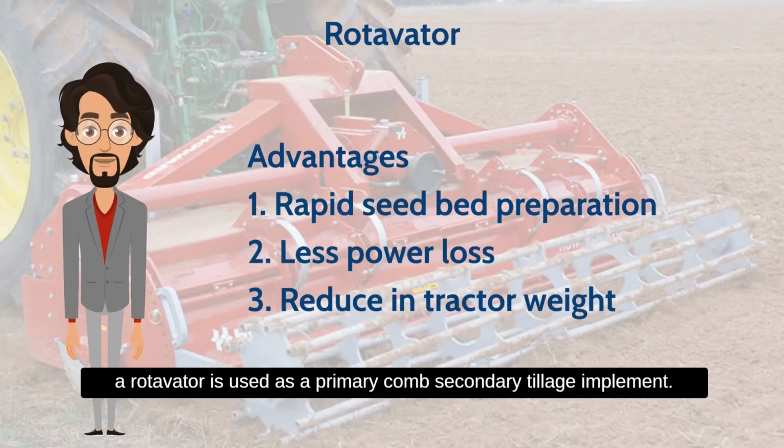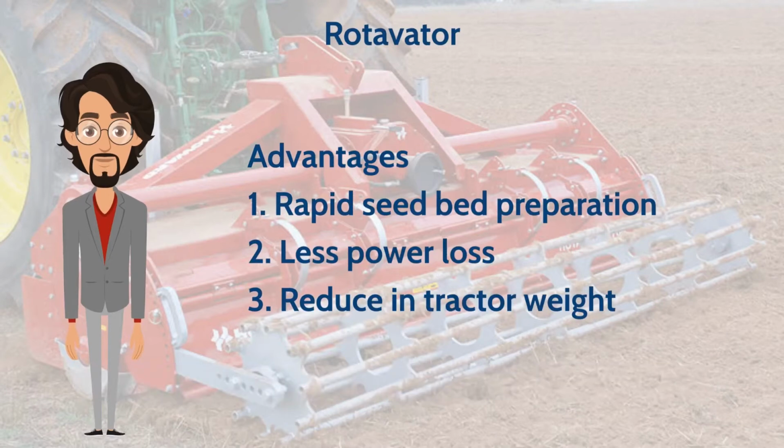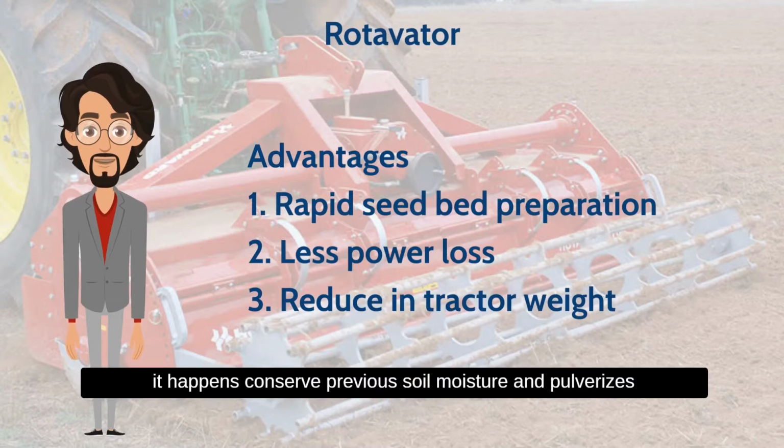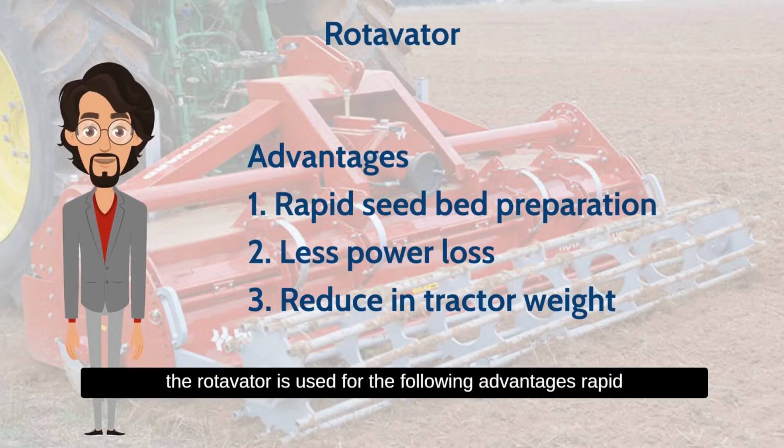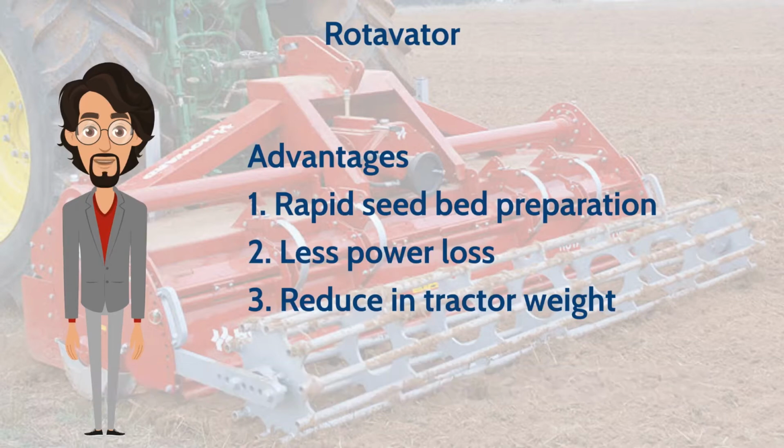A rotavator is used as a primary cum secondary tillage implement. It helps conserve previous soil moisture and pulverizes soil up to 6 inches of depth. The rotavator is used for the following advantages: rapid seedbed preparation, less power loss, and also reduces tractor weight.